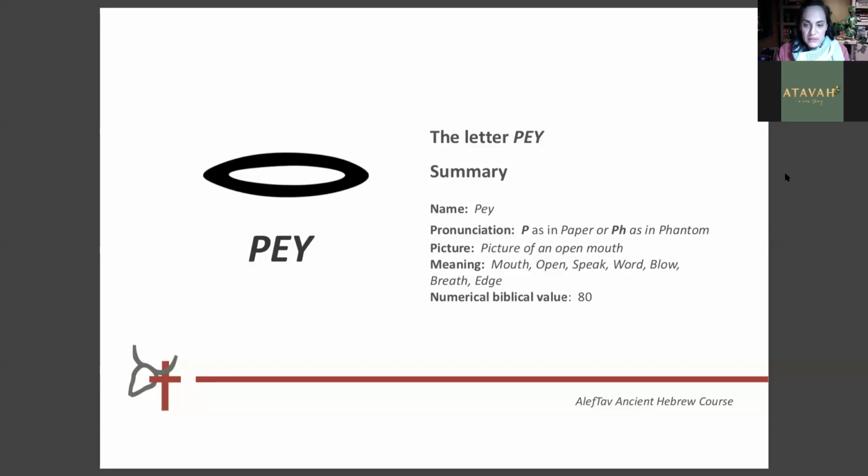It can mean blow, another function of the mouth. It can mean breathe, because you're blowing your breath out. It can also mean the edge, because your lips are the edge of your mouth. So the numerical value of the letter Pei is 80.